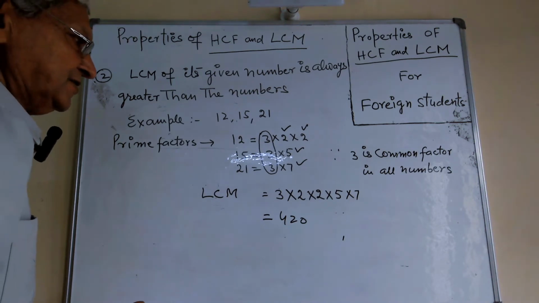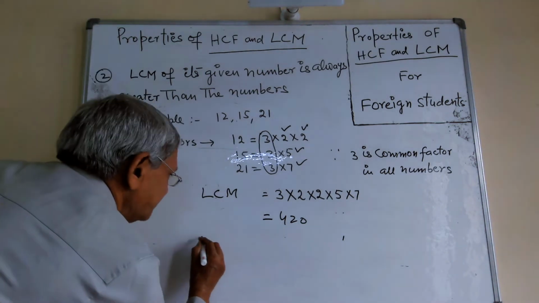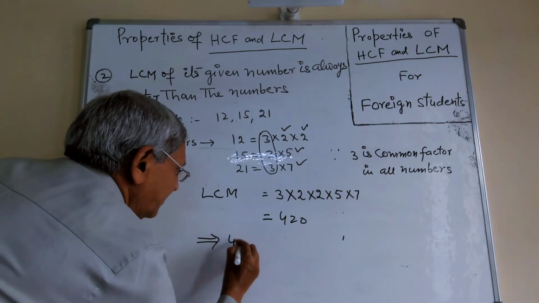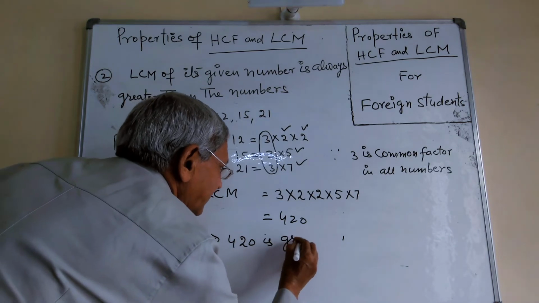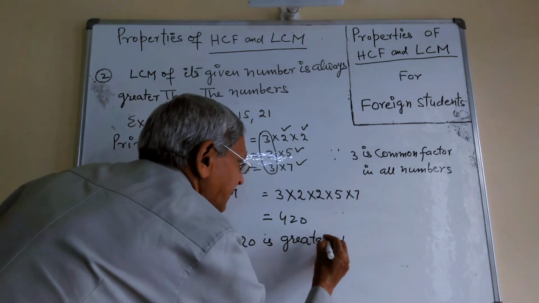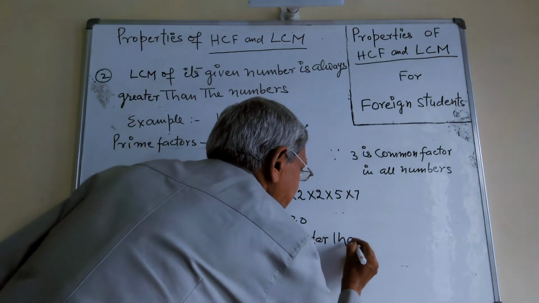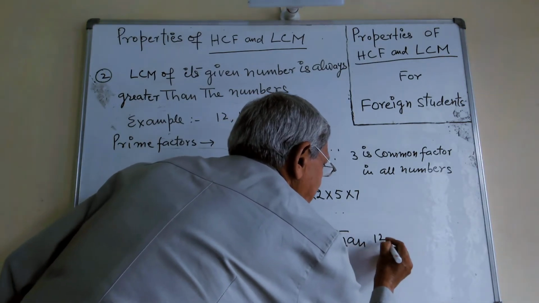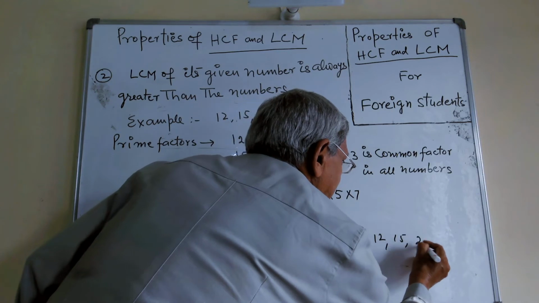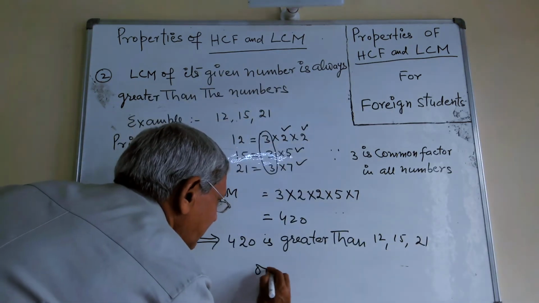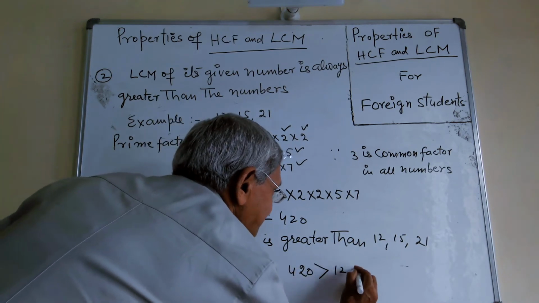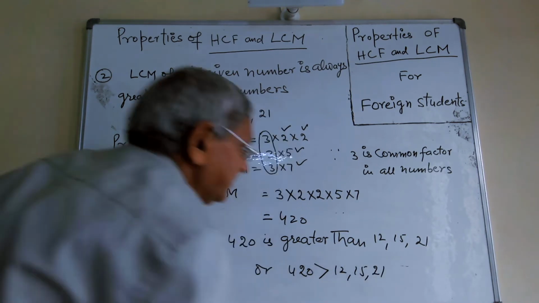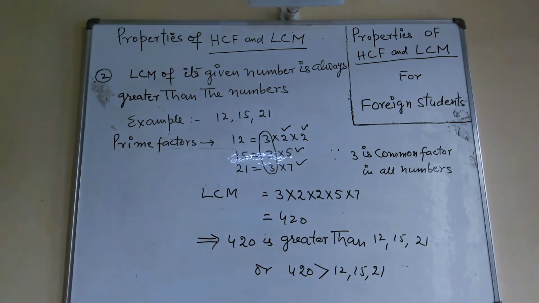My dear friends, you see here, this implies that 420 is greater than 12, 15, 21. 420 is greater than 12, 15, 21. This is the second property of HCF and LCM.